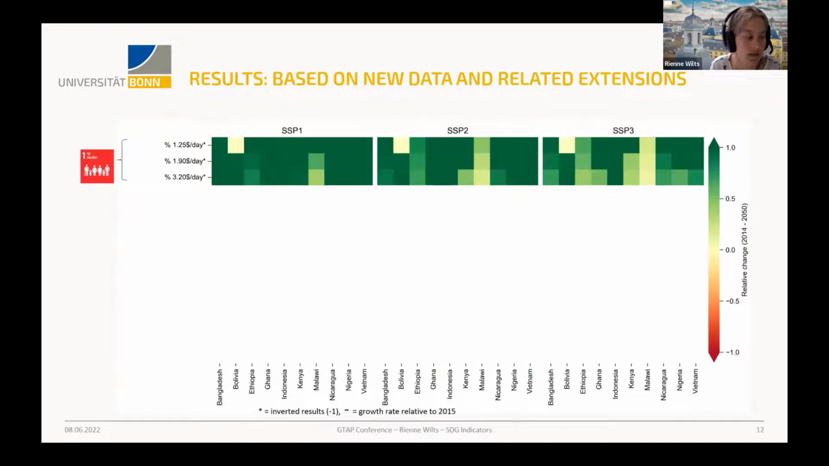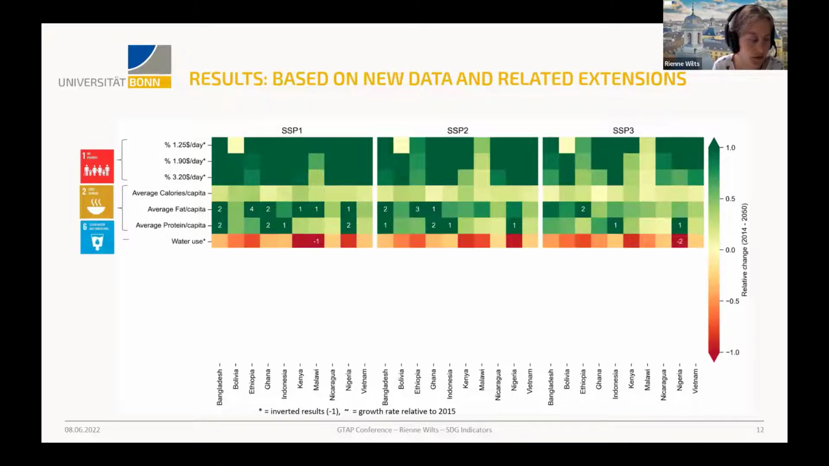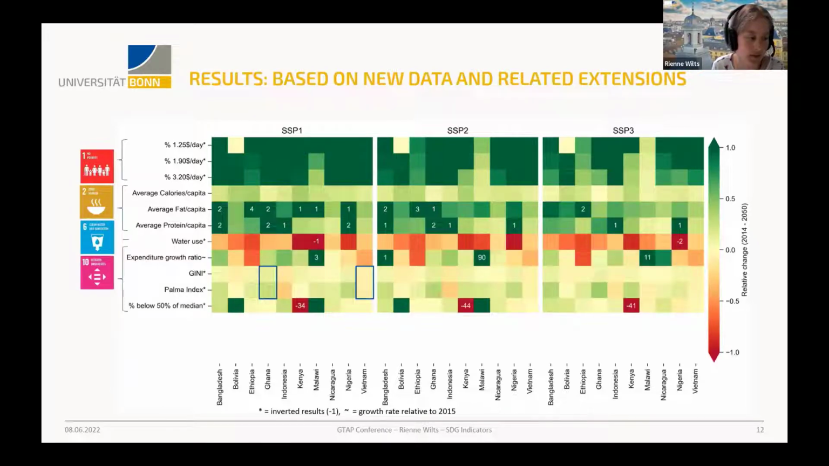We see here that for SDG 1, the share of households living below a certain threshold per capita per day decreases over time. And we see again that SDG 2 improves. So the calories, fat, and proteins consumed per capita increase over time. In contrast, the water use also strongly increases, so worsens over time. And we also observe that the inequality is reduced. So in general, the Gini and the Palmer index improve over time.